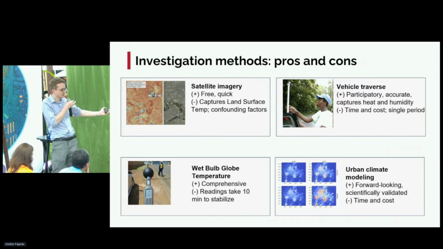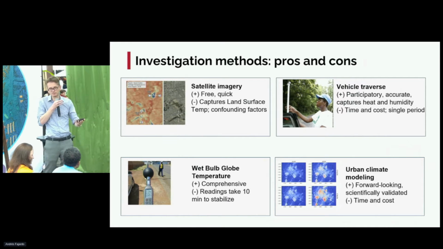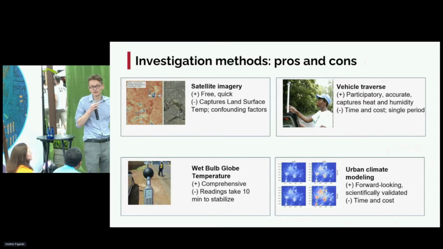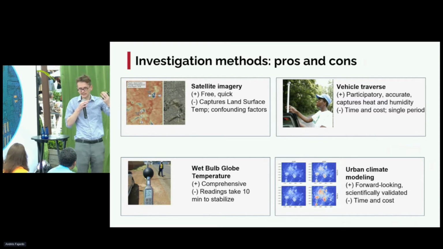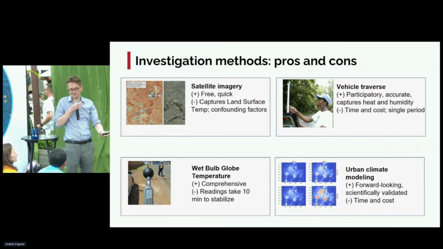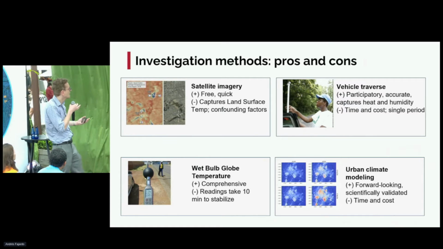Vehicle traverse is wonderfully participatory, and it captures heat and humidity right across the city. Wet bulb globe temperature is the most comprehensive measure of heat stress. It captures air temperature, humidity, but also the effect of standing in direct sunlight, that radiative energy from the sun, and that's why it's used to determine if sports games can continue or if it's safe for workers in the factory. Lastly, urban climate modeling.